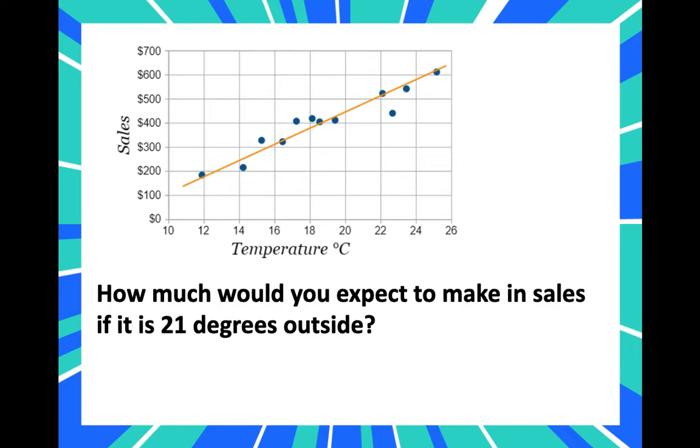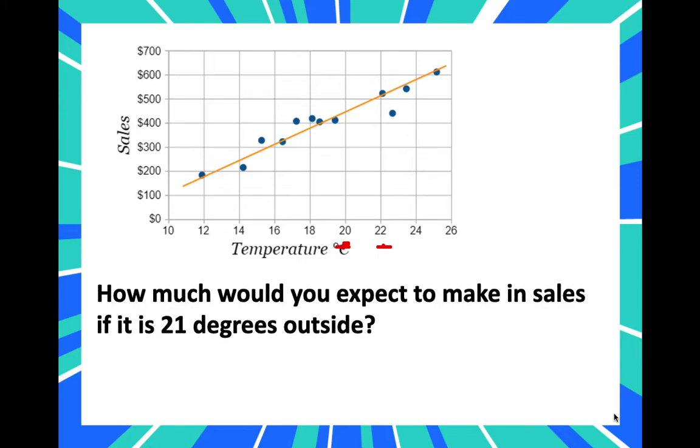All right. So if we're looking for temperature, we are looking at which axis? The x-axis, right? All right, so it says how much in sales if it is 21 degrees outside? So first thing I need to do is find 21 degrees. Well, I noticed that there's not a 21 degrees exactly. I noticed that there's a 20 and there's a 22. So 21 would be exactly in the middle.